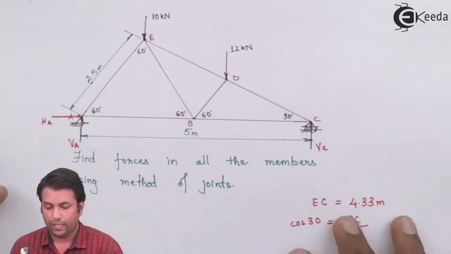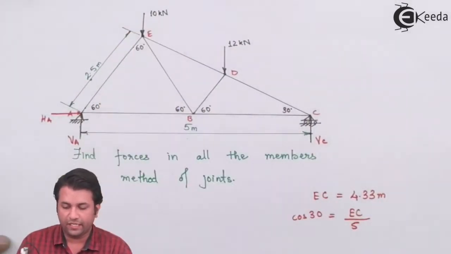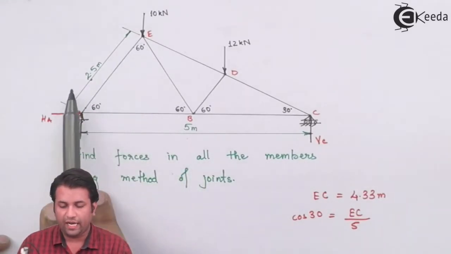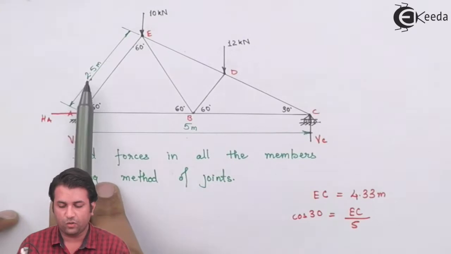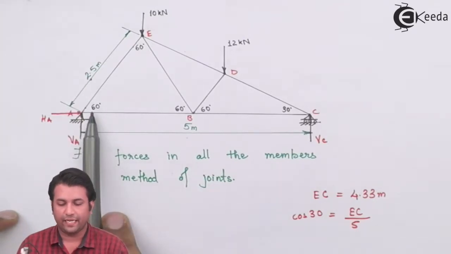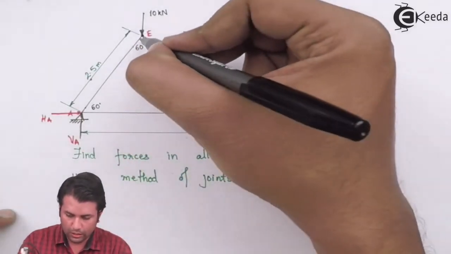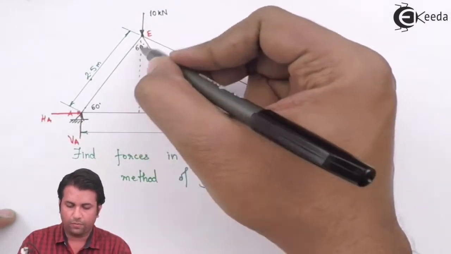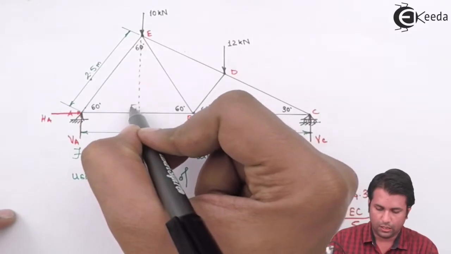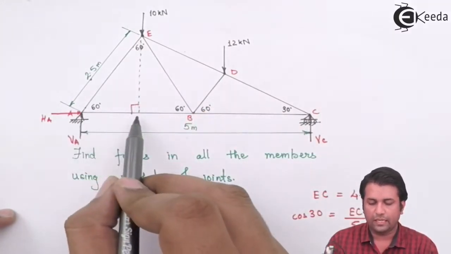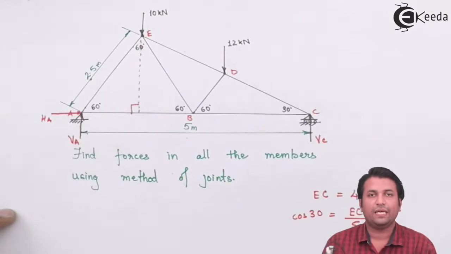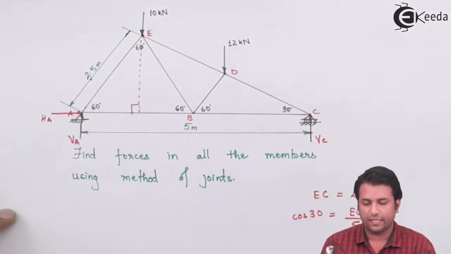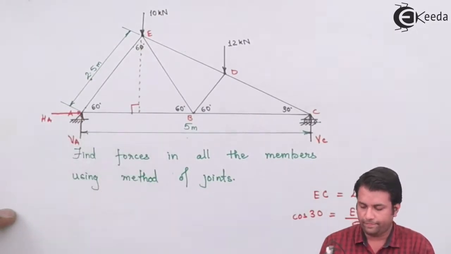Okay, one more thing. Now, how to find out the distance for the 10 kilonewton force that is passing from this point? So I have this 2.5 meter distance given over here and this angle to be as 60 degree. So if I draw a perpendicular from this point, I can find out this distance. This angle happens to be 60 degrees. So using this, I can find out the distance at this point from here to here.